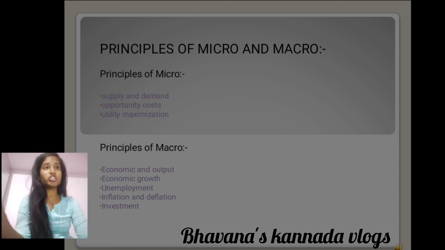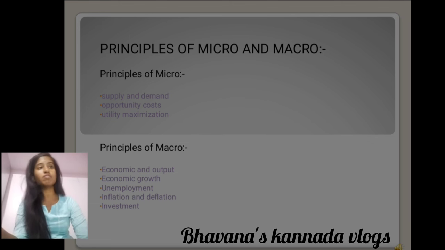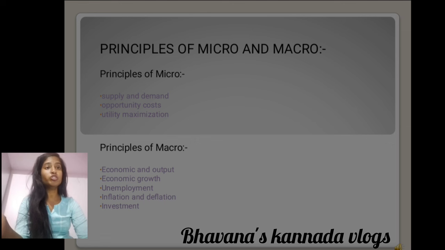Next, opportunity cost. Indian people are basically price sensitive, so opportunity and cost should always be calculated. It is the cost of forgoing the next best alternative. Next one was utility maximization. Industries or individuals make a decision to maximize their satisfaction before or after using the product. There should be satisfaction in using the products.